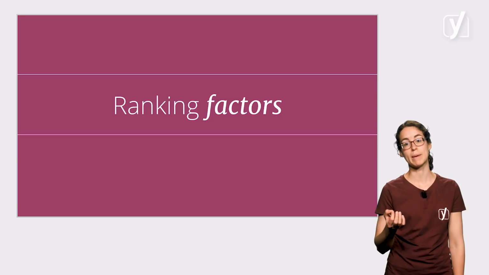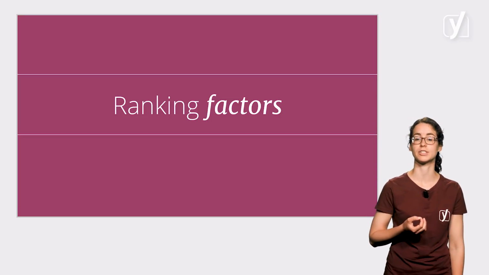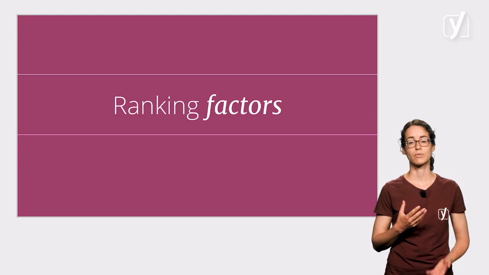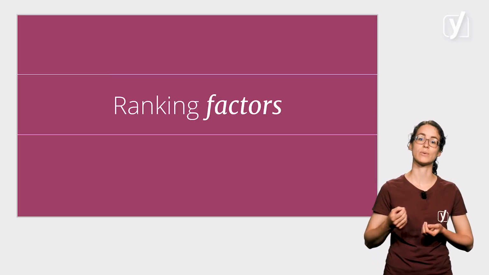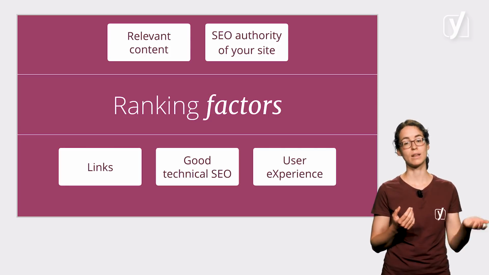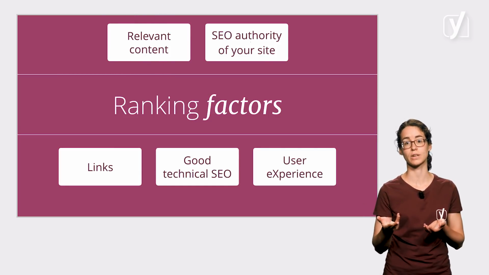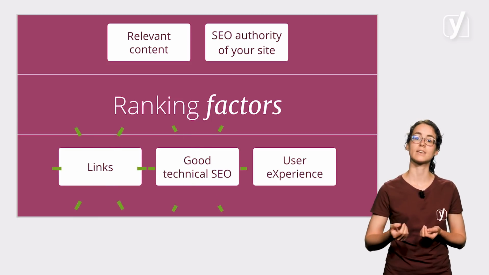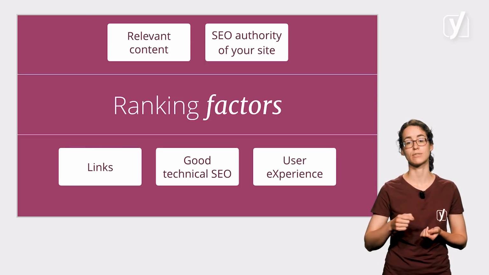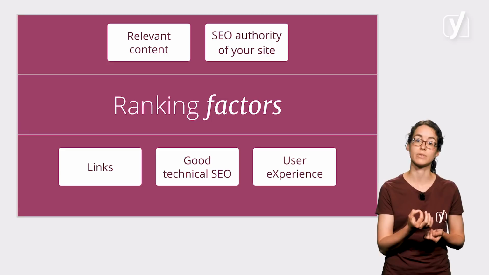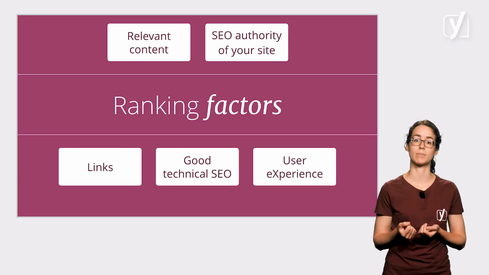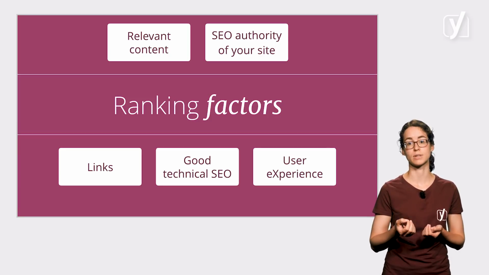And ideally, you would mimic Google's algorithm to determine why your competition is ranking. But that's impossible. The data simply isn't available. And of course, we know from experience what influences rankings, so we can identify a number of important factors, like relevant content and the general SEO authority of your site, and links and good technical SEO and user experience, for example. How many of these factors you actively research depends on how much time you can reasonably spend on your research. Taking everything into account costs too much time and you should aim to achieve a reliable estimate.